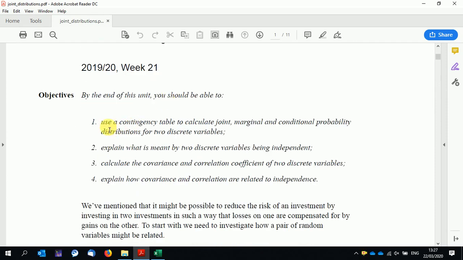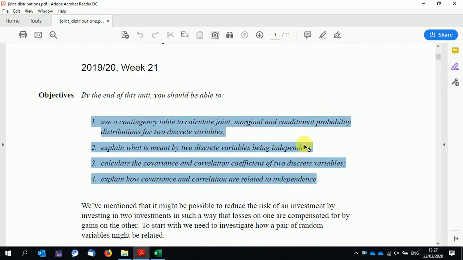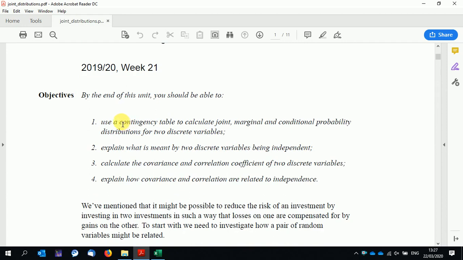The objectives are mentioned here, and we'll first of all discuss what the meaning of a contingency table is. You've seen these before, but we'll just talk a little bit more about those tables. Then, once we understand the meaning of those tables, we will talk about joint, marginal, and conditional probability distribution, which will be part of the exam question. We will ask you to come up with the distribution tables for two discrete variables.